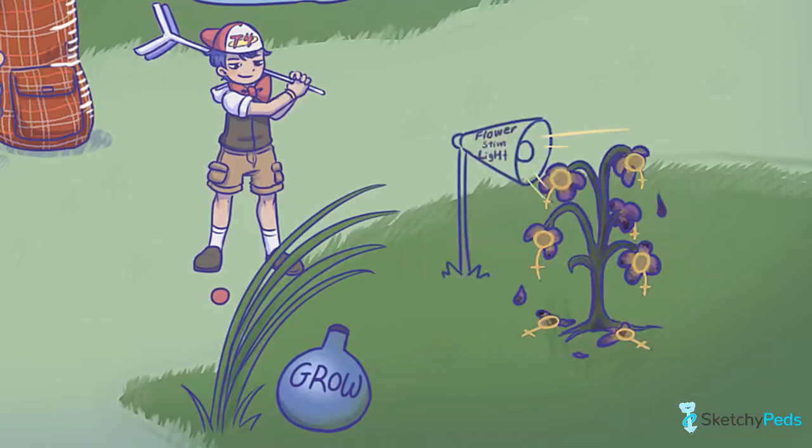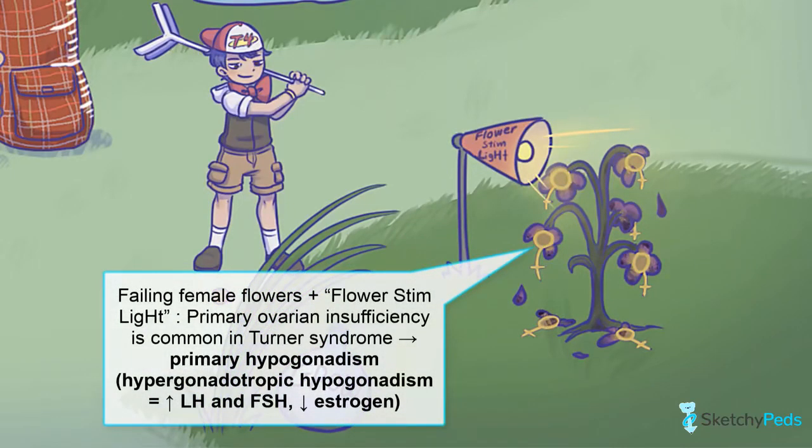Most patients with Turner syndrome have primary ovarian insufficiency, from primary hypogonadism or hypergonadotropic hypogonadism, meaning elevated levels of LH and FSH and low estrogen. This is represented by the wilted, falling female flowers under the elevated flower-stimulating light. The degree of ovarian failure is variable in each patient.